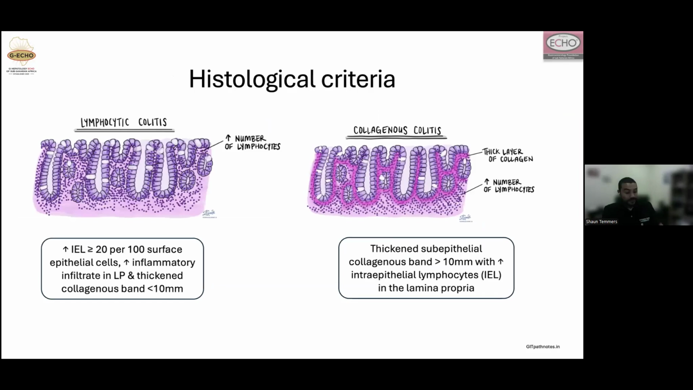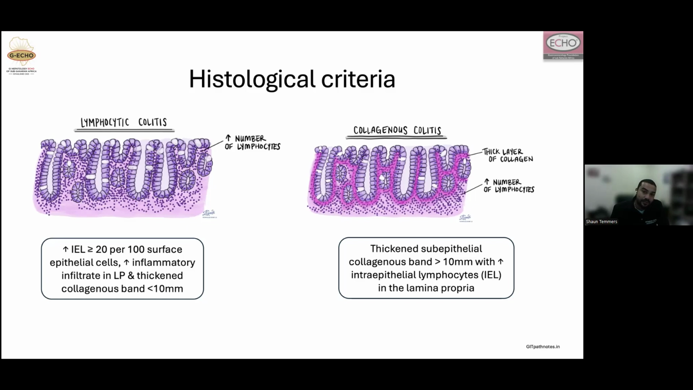The diagnosis is made on histology, and there are very specific histological features. Now, if we look at our diagram to the right of our screen, most of the inflammation occurs in this subepithelial area at the lamina propria. In lymphocytic colitis, there's an increase in intraepithelial lymphocytes, usually more than 20 per 100 surface epithelial cells, and there's an associated dense inflammatory infiltrate. There can be a thickened basement membrane or collagenous band present, but it's usually less than 10 micrometers.